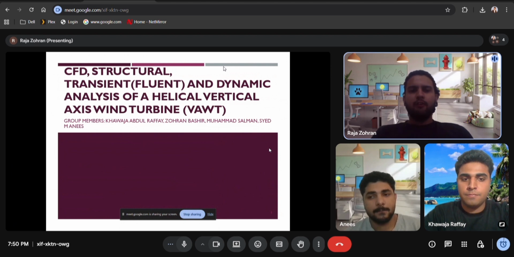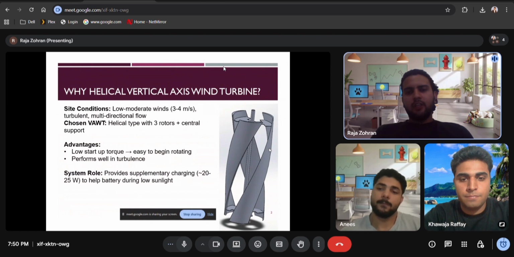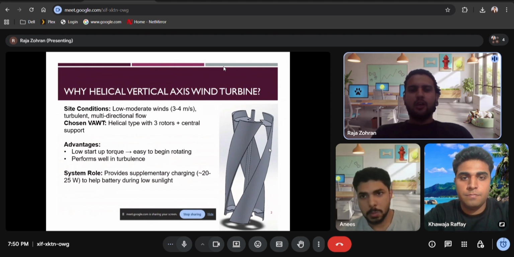Anis. Today we will be presenting CFD, structural, transient and dynamic analysis of a helical vertical axis wind turbine. So why a helical vertical axis wind turbine? Because it operates at low to moderate winds, has low torque, and performs well in turbulence.